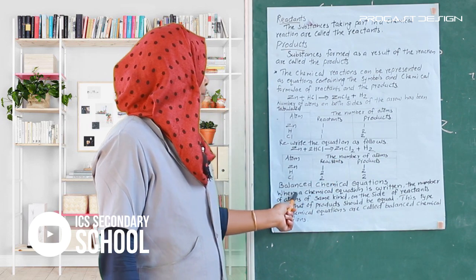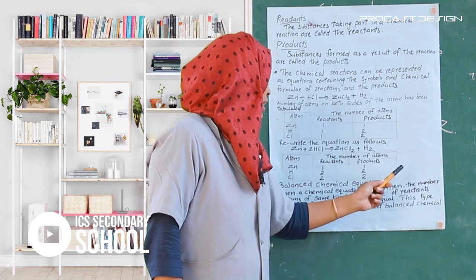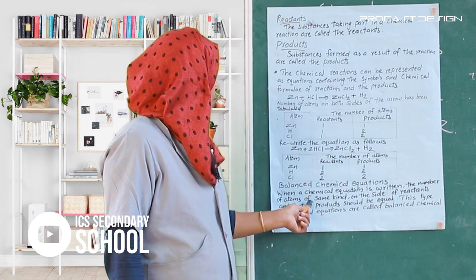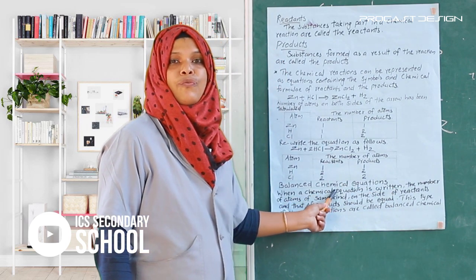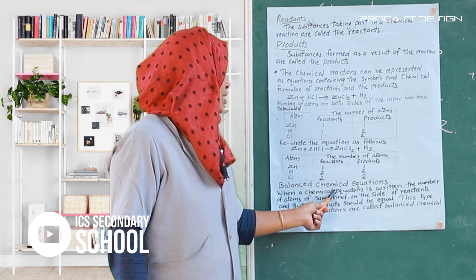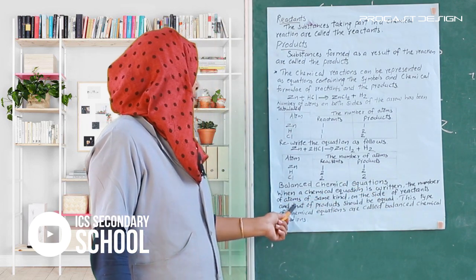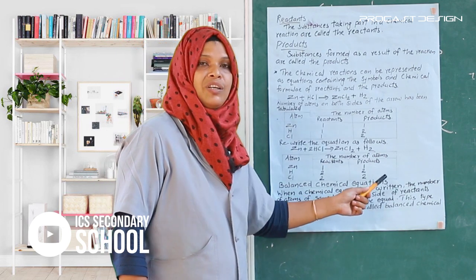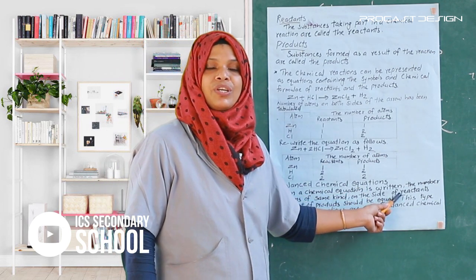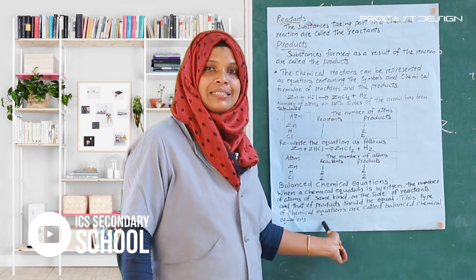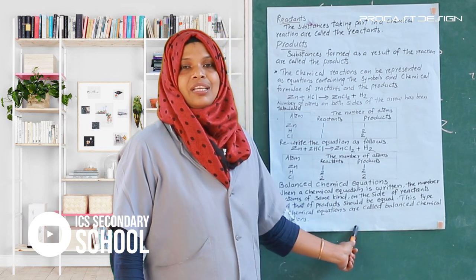When a chemical equation is written, the number of atoms of the same kind on the sides of the reactants and that of the products should be equal. This type of equation is known as a balanced chemical equation.